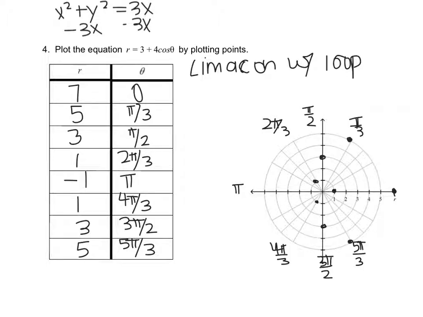So remember, we need to have a loop when we graph this. So when I come in to do my loop, I'm going to pass through 1, and that's where my loop is going to occur. Then I'm going to go back out and continue my graph. And when graphed in Desmos, this is going to be the graph we get for r equals 3 plus 4 cosine theta.